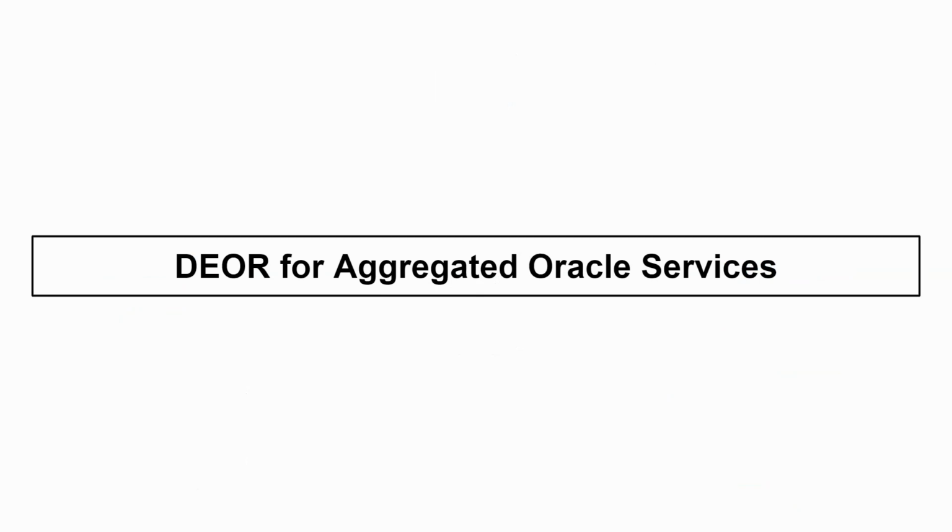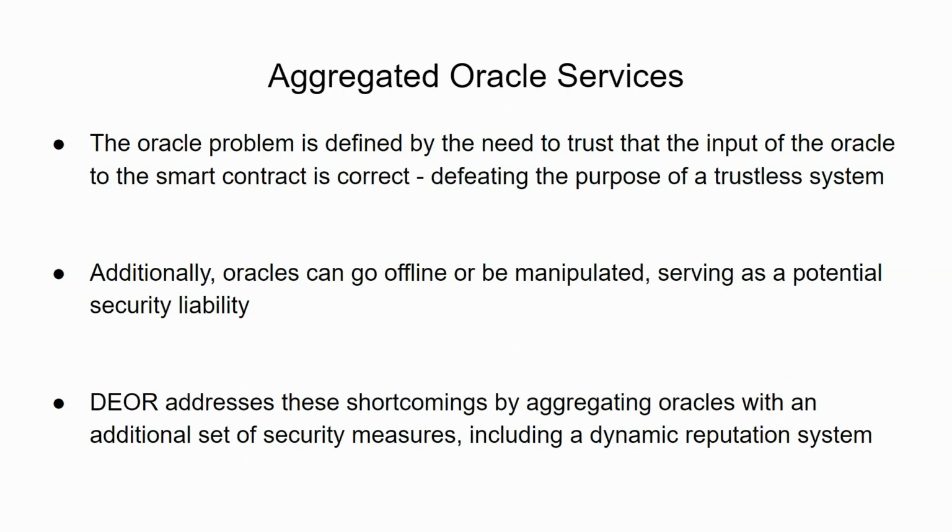So let's start with DEOR for the purpose of payment of aggregated Oracle services. Now, the classical definition of the Oracle problem is that blockchains do not have access to real-world data. And in order to bring in data to the blockchain, you rely on an oracle. And it defeats the purpose of having a trustless system when you need to trust an oracle. Additionally, oracles form a central point of failure because they can go offline and they can be manipulated, and this puts the security of the smart contract at risk.